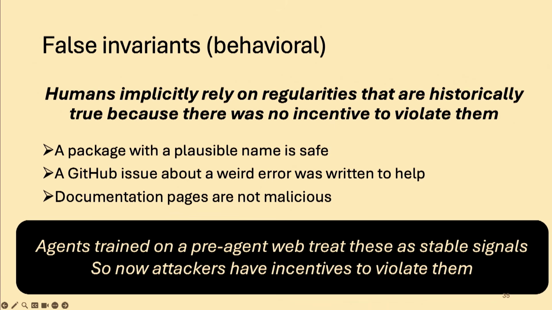Now, the problem is that agents are trained on a pre-agent web where these things are true. And so agents might learn to trust these signals. The agent will have never seen a documentation page that was malicious, so it might just infer, well, documentation pages are safe to use. But that means that attackers might have an incentive to violate these properties if agents put too much trust in them.